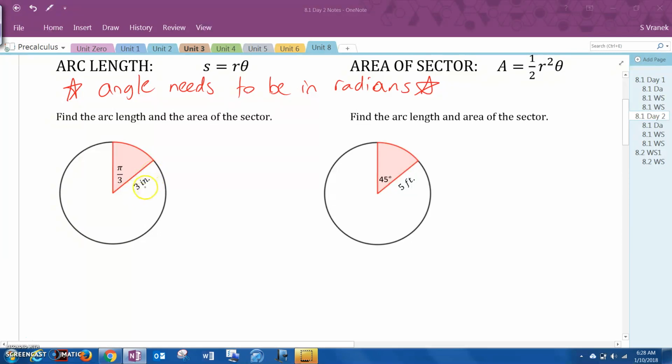Well, I look, the radius is 3 inches, the angle is pi over 3, that's in radians. So I can use both formulas as they are, and I could say S is equal to the radius, which is 3, times the angle, which is pi over 3. Now with arc length and area, you guys can just give me decimals. We'll round to 2 for today. So you can literally just type this in your calculator, but if you notice, the 3's cancel and it's pi. So the arc length from here to here, that's what we're finding. The length of this piece is just 3.14 inches.